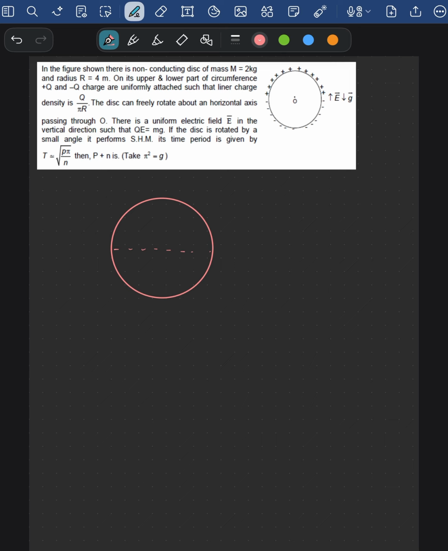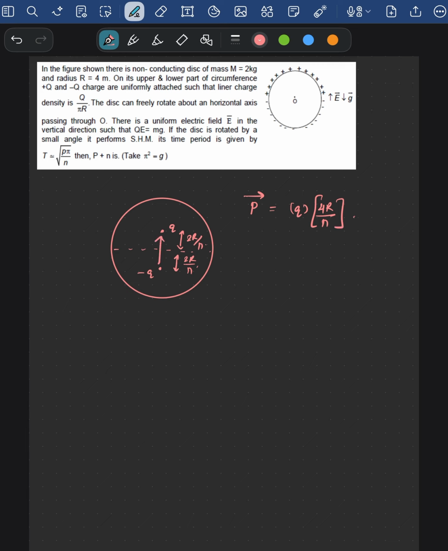Here we'll say that the plus q charge is located at 2r by pi, because the charge distribution was similar to that of a semicircular ring. Similarly, the minus q charge is also located at 2r by pi distance. So what will be the net dipole moment in this case? The dipole moment will become equal to q into 4r by pi. Okay, so now this is a dipole.